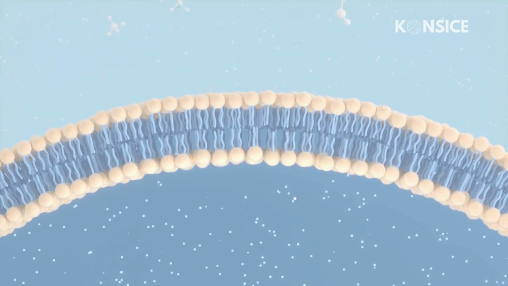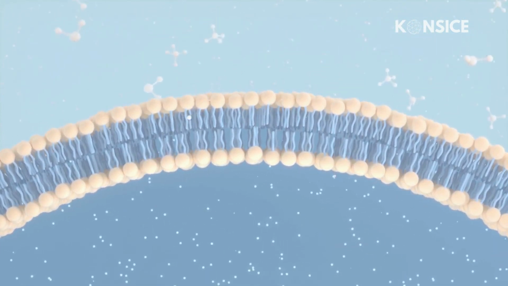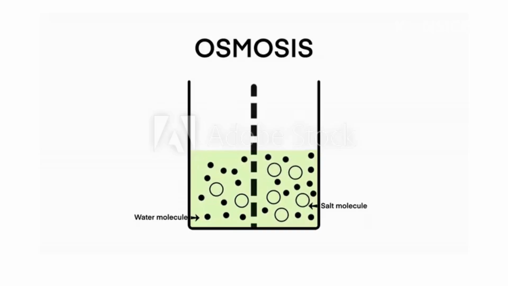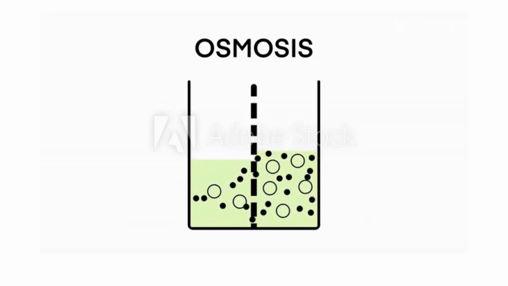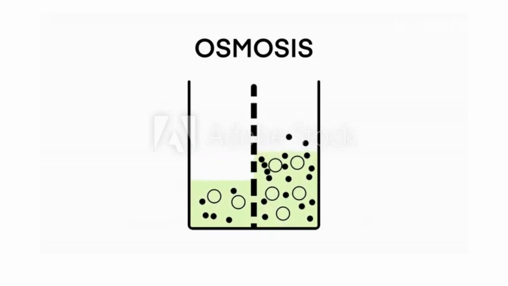Osmosis is just a fancy way of talking about how water moves. Imagine you have a cup, and in the middle of it, there's a wall that only lets water pass through. This wall is called a semi-permeable membrane. Remember, this is only for water molecules and not for others.